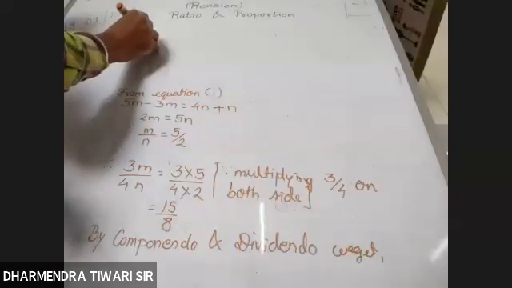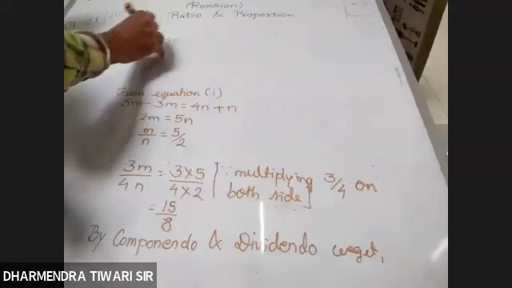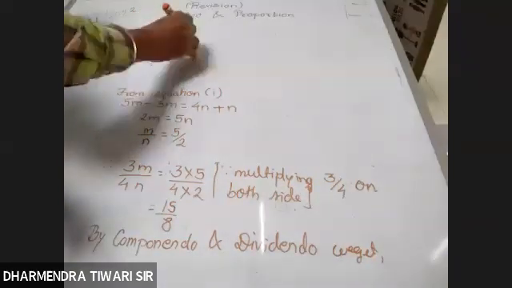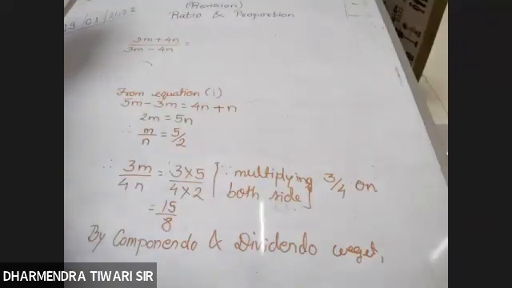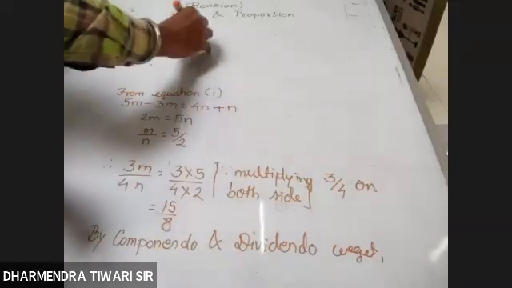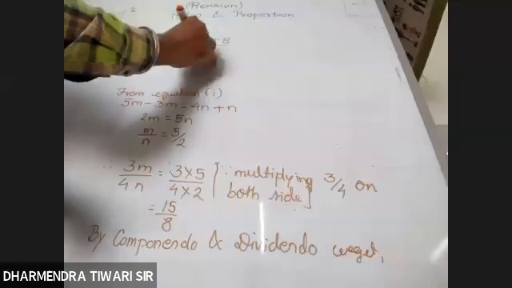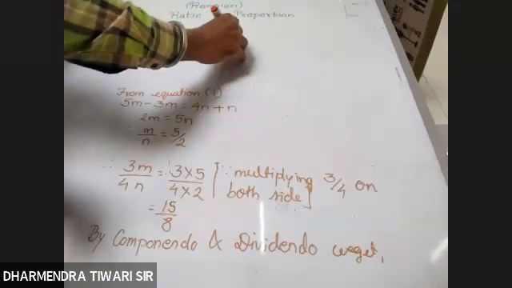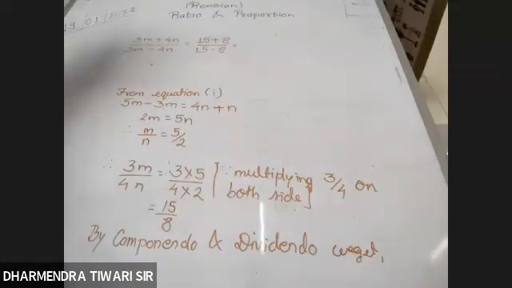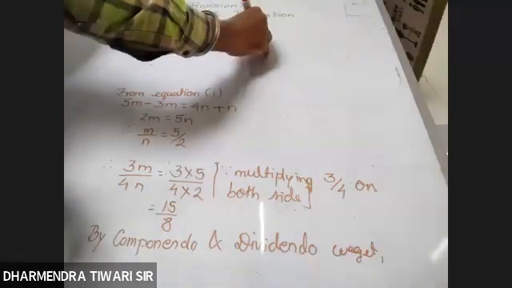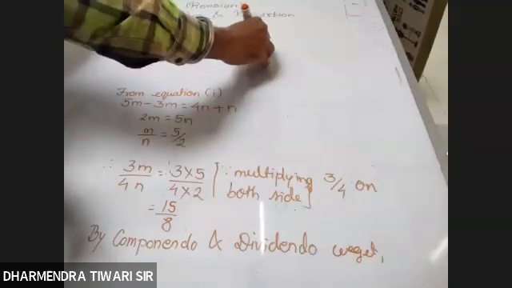(3m + 4n) upon (3m - 4n). As we are adding in the numerator according to componendo, and subtracting in the denominator according to dividendo, we get (15 + 8) upon (15 - 8). What is the value of 15 + 8? It is 23. And 15 - 8 is 7.